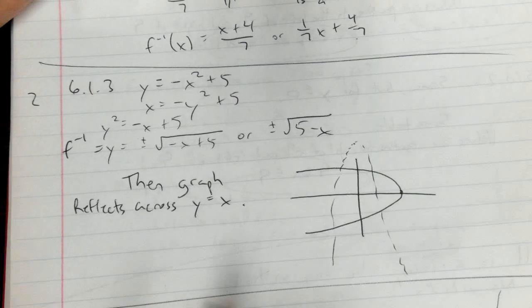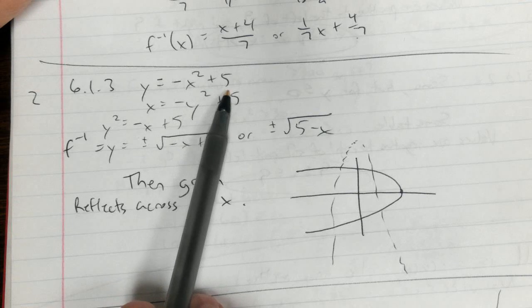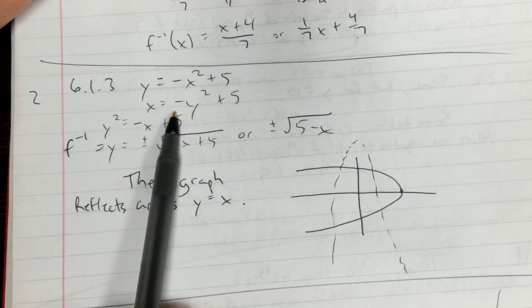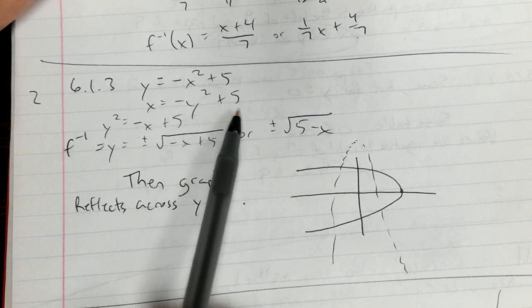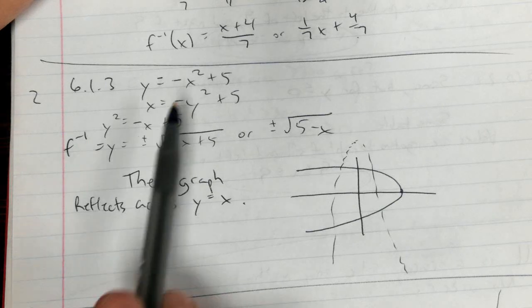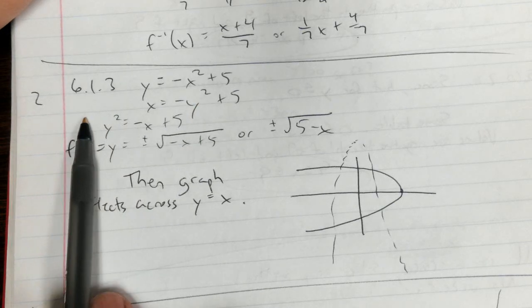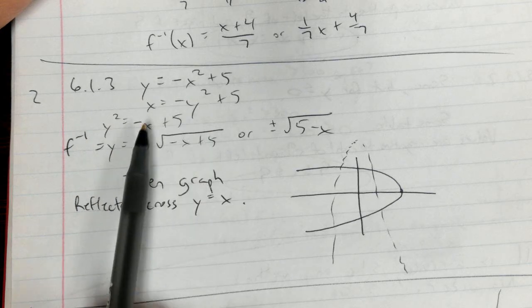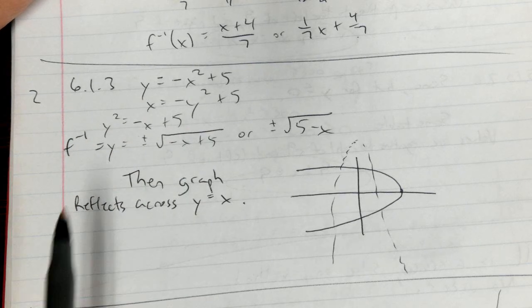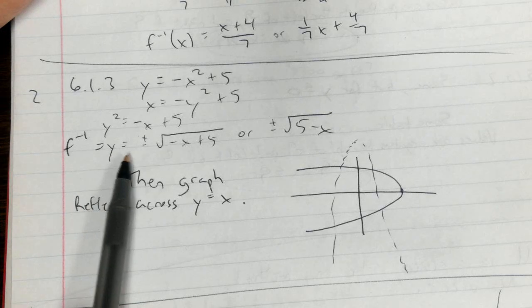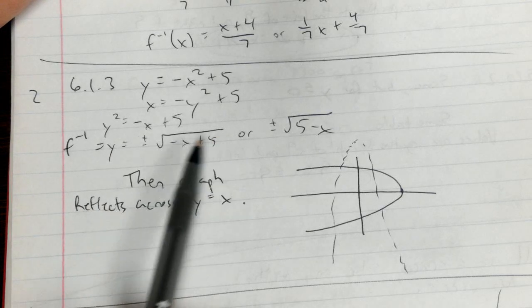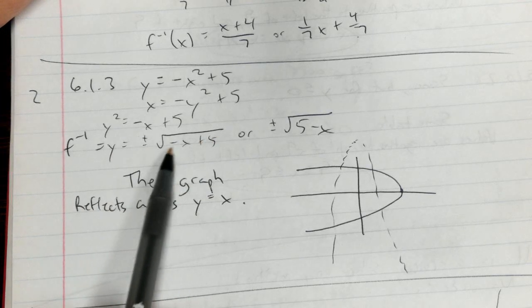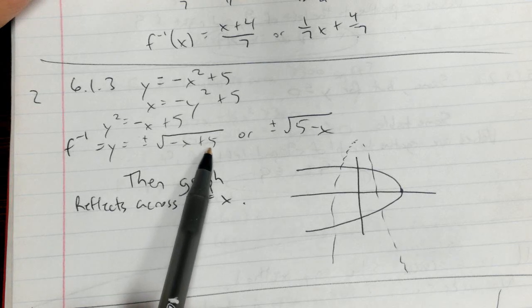Okay, for the next one we have y equals negative x squared plus 5, so you change it to x equals negative y squared plus 5. Then what I did is I brought my y squared to this side by adding, and I subtracted x to this side to make it like this. Then you just take plus and minus the square root of negative x plus 5.